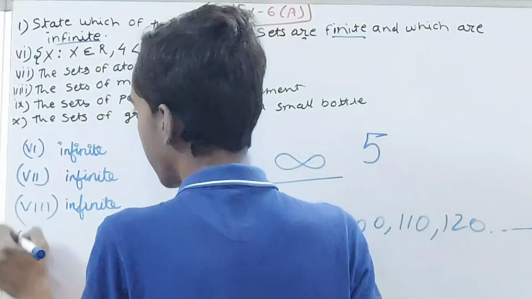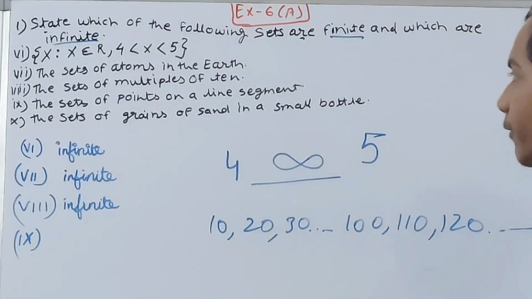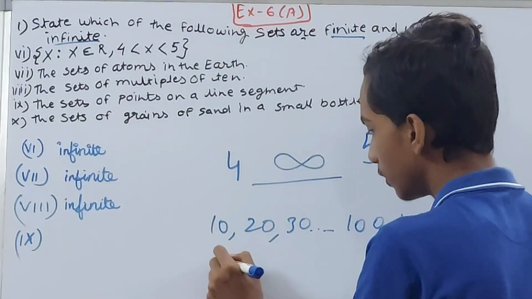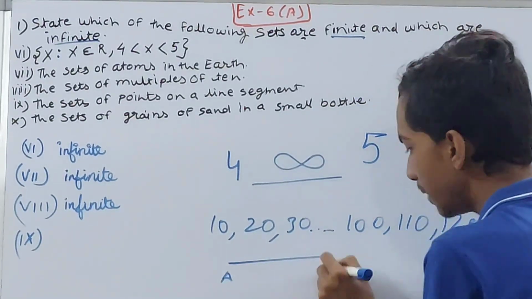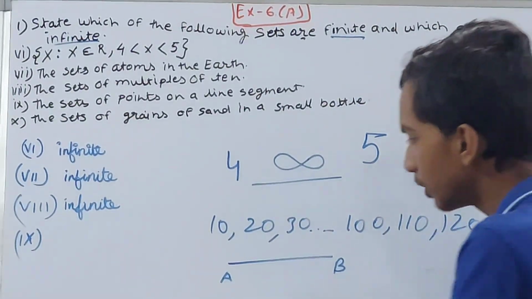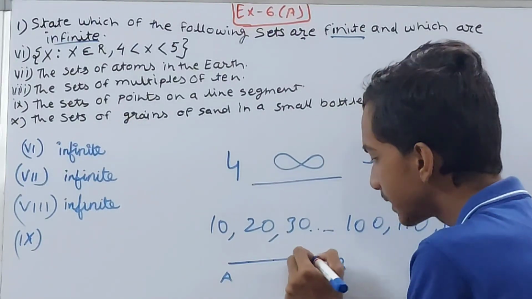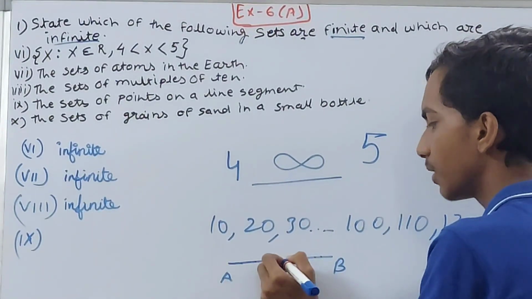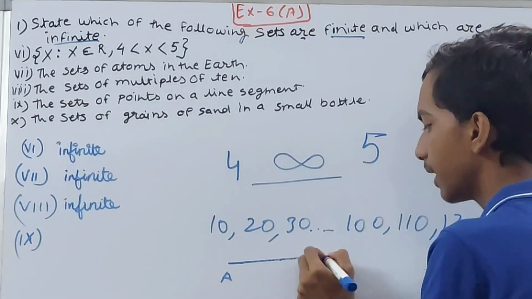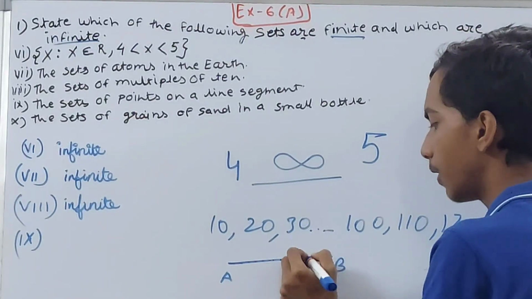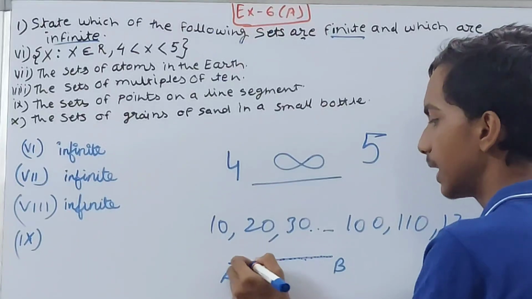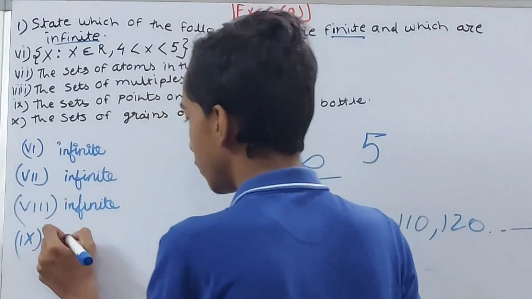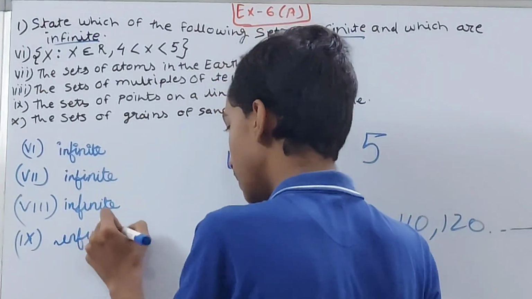Then the ninth part of this says the set of points on a line segment. Again, we have studied this property. If AB is a line segment, then an infinite number of points can be plotted on this line segment. There is no limit; it will not end. You can plot infinite points here like this. It is a simple property. That's why this is also an infinite set.